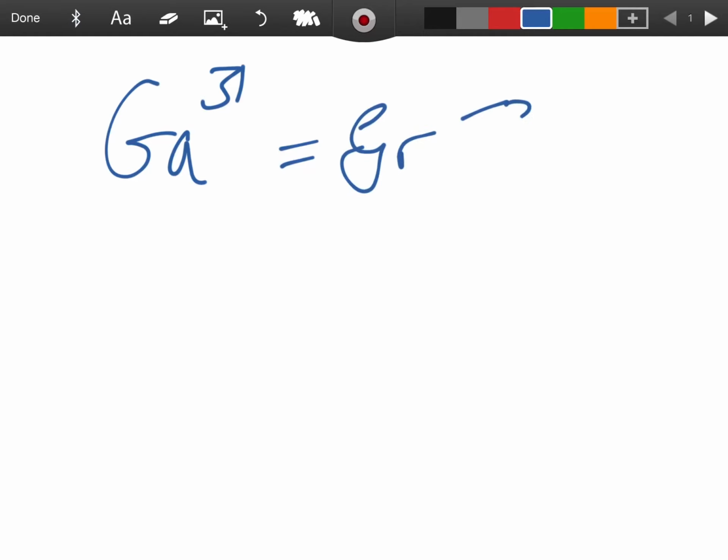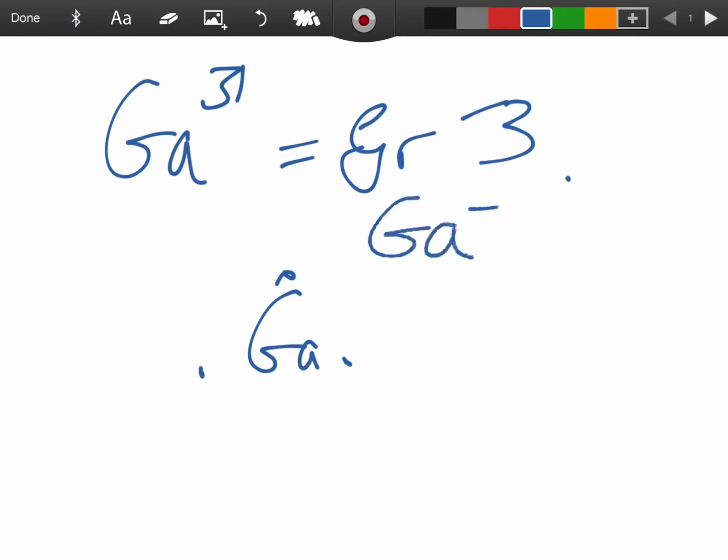And then it asks you to write the formula of the compound formed in the reaction between chlorine and the metallic element number 31. Now, when you look up 31 in your periodic table, you'll see that it's gallium and it's in group 3. So the fact that it's in group 3, okay, tells me that it has 3 electrons in its outer shell. So it says write the formula of the compound between that and chlorine.